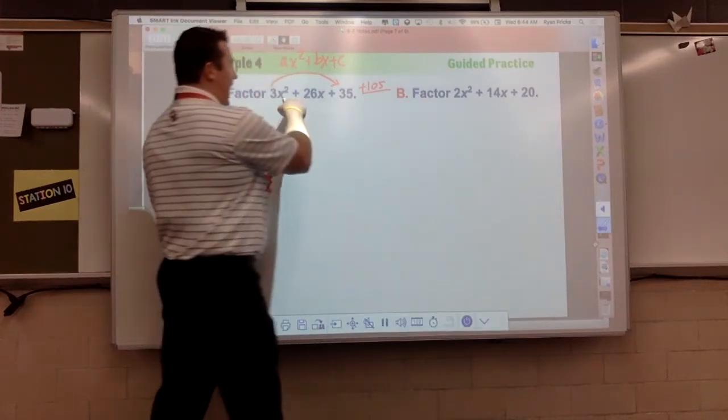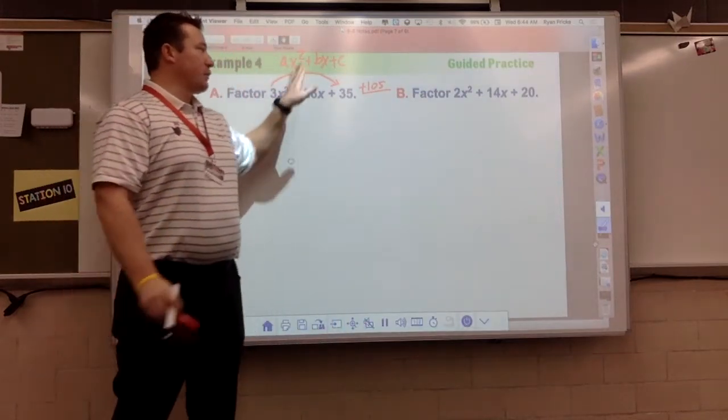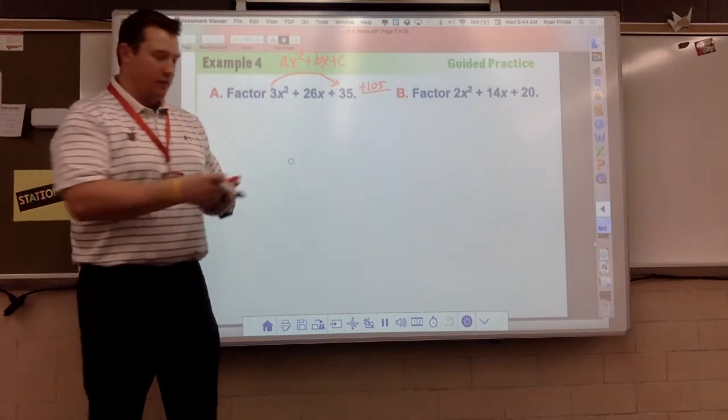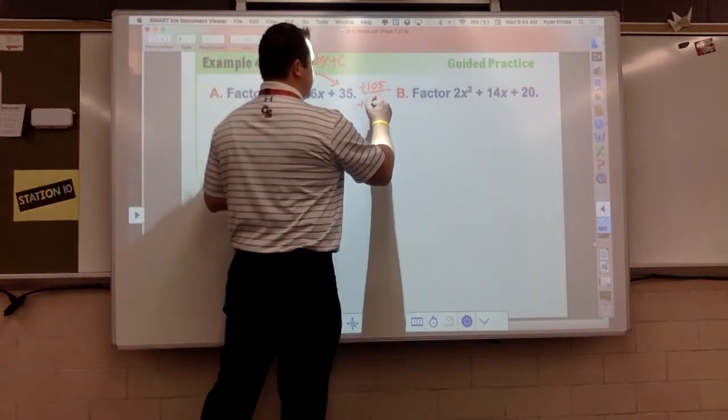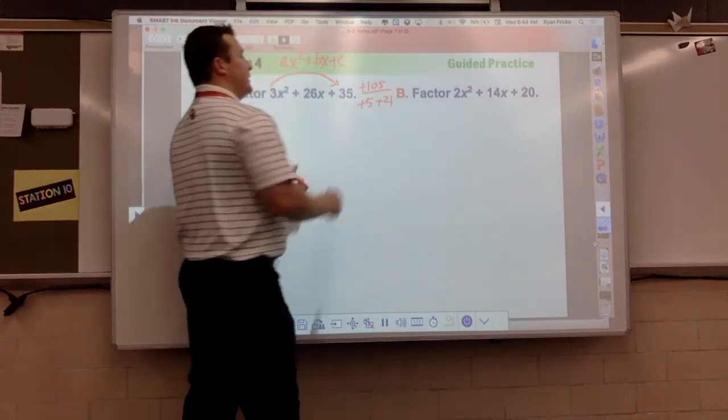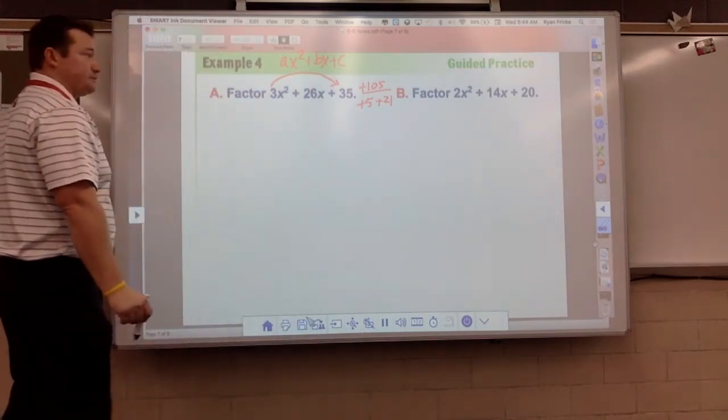So, again, we're adding up to a positive number. We're multiplying to a positive. That means both of them will be positive. So, positive 5 and positive 21 is the pair I'm looking for here.